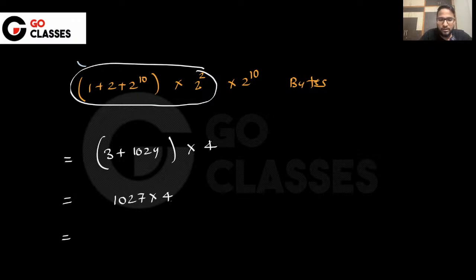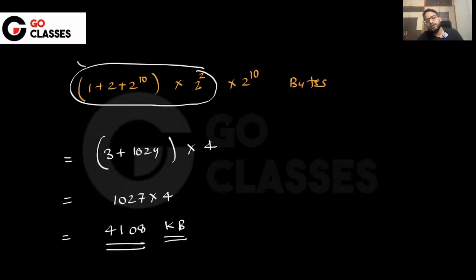Now let's do this calculation. 1027 into 4, yeah, 4108. These many KBs, that's what they're asking in the question. So 4108 is the correct answer. Let me know if that is clear to everyone or if there is any doubt. Have you understood this question completely?